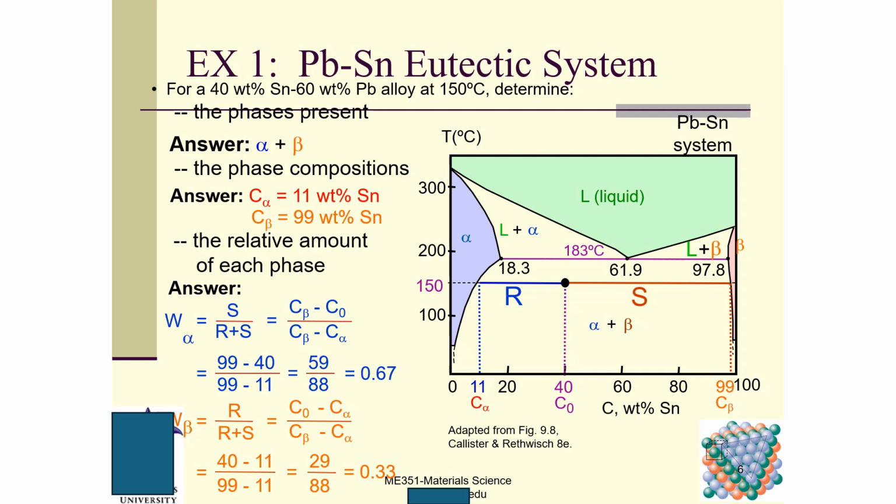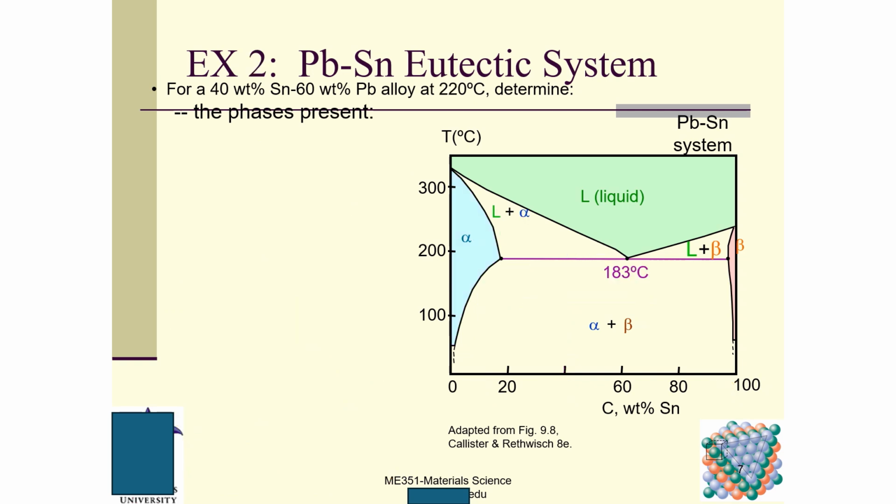Any questions so far? This is how we calculate and interpret this phase diagram for the lead and tin eutectic system. Questions so far? No questions? Then we take a look at another point. This point is at the same 40%, 60% composition, however at a different temperature.